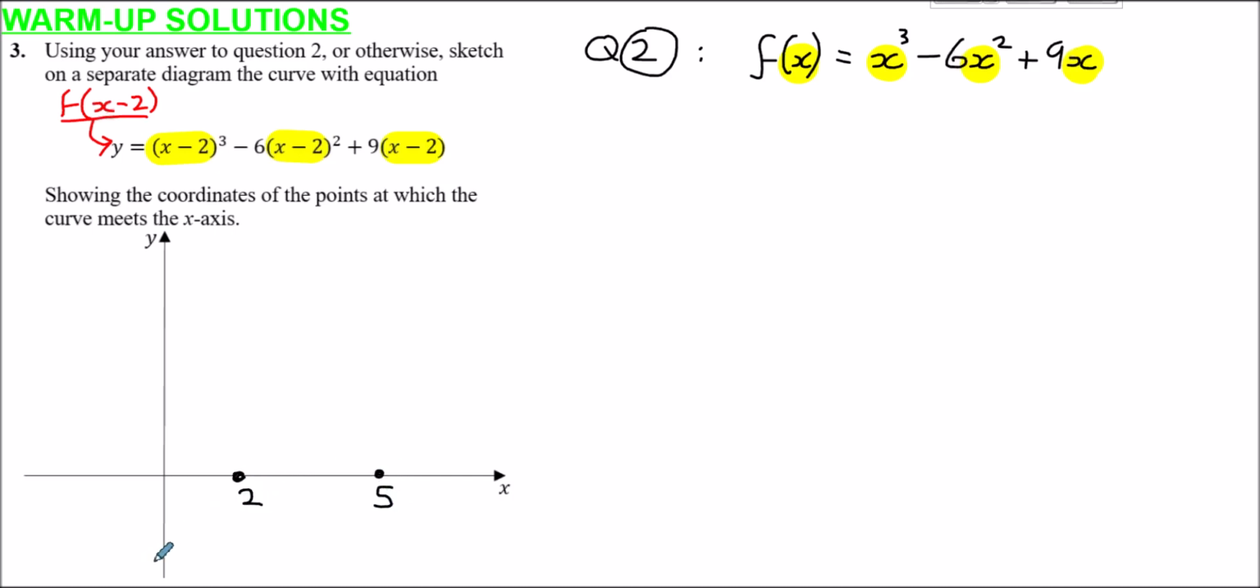And so the graph here is going to be something like this. Starts low, comes through at 2, and bounces at a repeated root at 5 before going up again. Not the best sketch in the world, but good enough so you get the idea of what's going on.